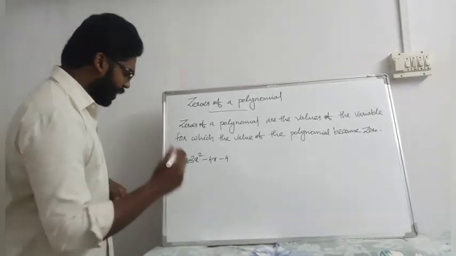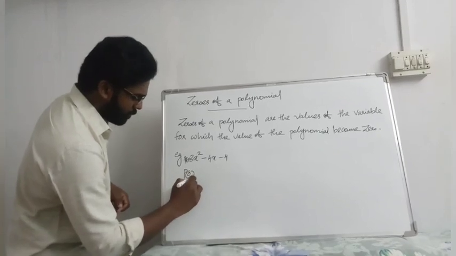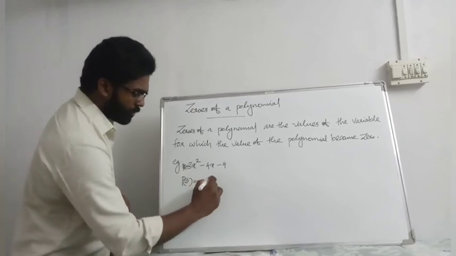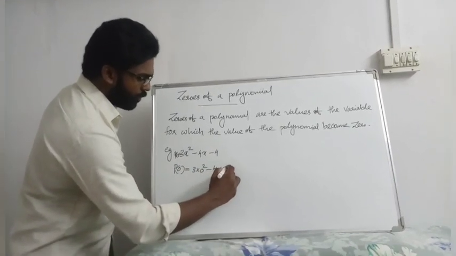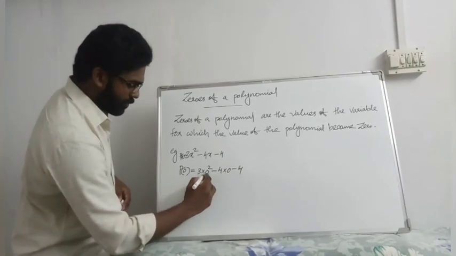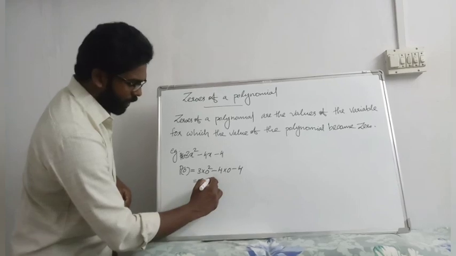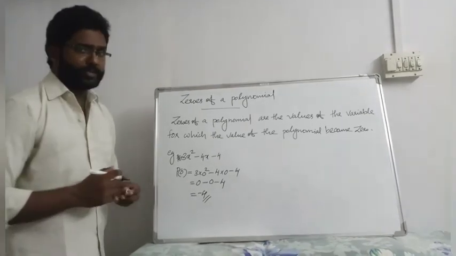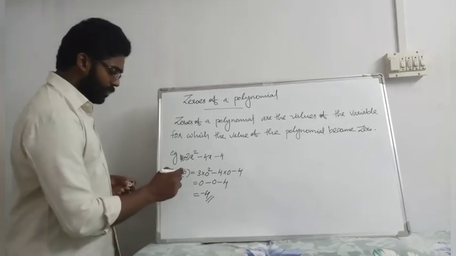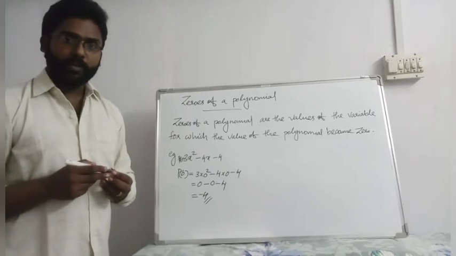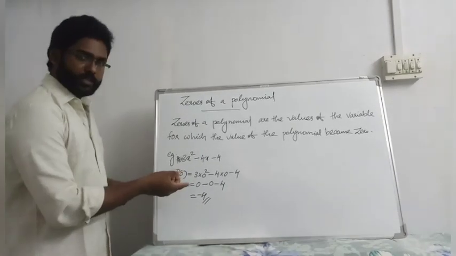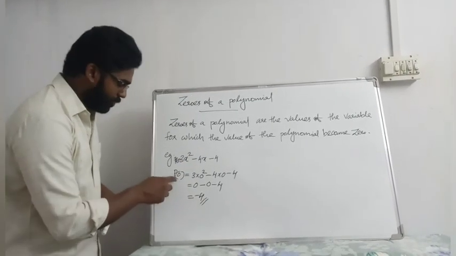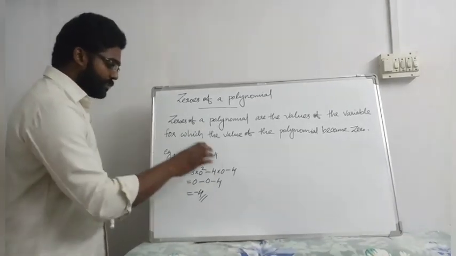We put 0 for x. What is p of 0? Put 0 for x: 3 into 0 square minus 4 into 0 minus 4. 0 square is 0, so 3 into 0 is 0, minus 4 into 0 is 0, minus 4, and the value is minus 4. But it is not 0. So is this 0 a zero of this polynomial? No. When we put 0 instead of x, the polynomial is not 0, the value is minus 4. Therefore, this 0 can't make this polynomial zero.